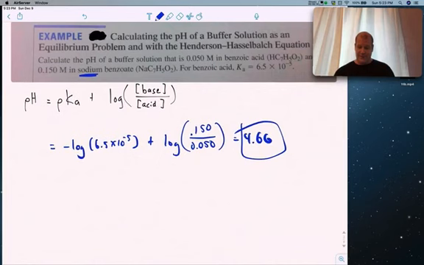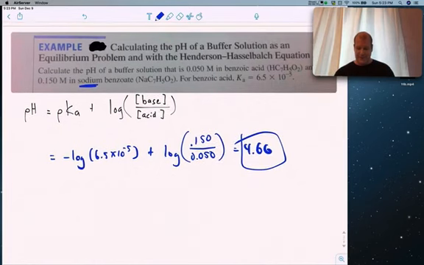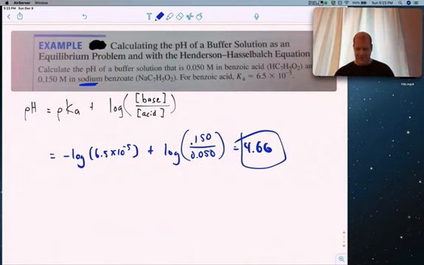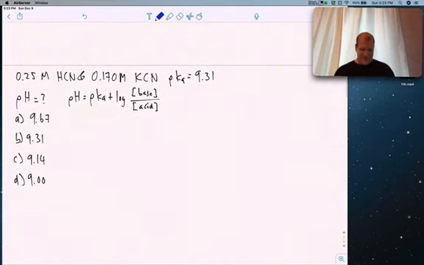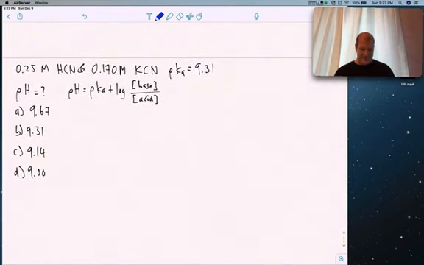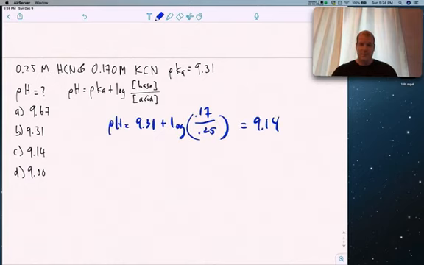After doing all these equilibriums, I hate the sulfuric acid one where I have to go through and do the quadratic equation. Now it's just straightforward. Just put in an equation, plug and chug. So let's see if we can do this one. 0.25 molar HCN, so that's the acid because it has an H in it, and 0.17 molar potassium cyanide, that's the base, it has the alkali metal. The pKa is that. Tell me what the pH of this is.